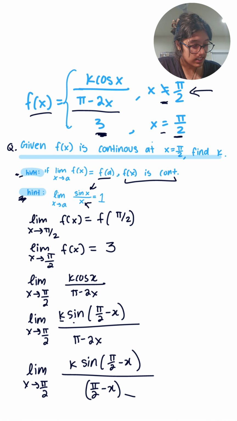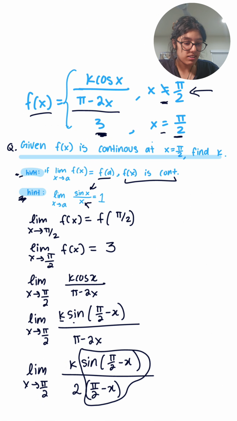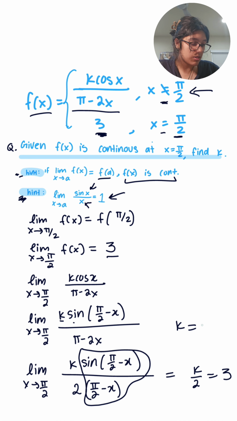Now, obviously, this isn't equal to this over here, but if I multiply the denominator by 2, we see that if you expand this, you get the original denominator. And now we can say that this is just equal to 1, as said over here. All you're left with is the limit as x approaches pi over 2 of k over 2, which is just k over 2. We already established that's equal to 3, and hence k is equal to 6.